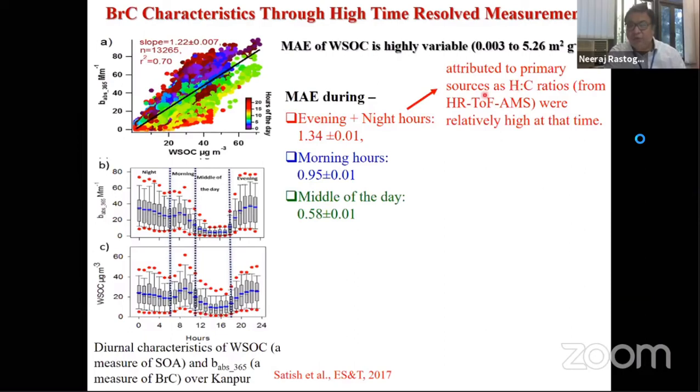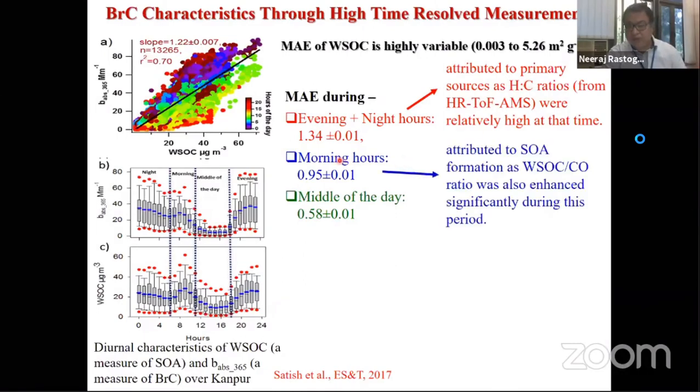This was attributed to the primary sources, as the hydrogen to carbon ratio from AMS measurement was also high. This represents more emission of primary sources. In morning hours, it was attributed to secondary organic aerosol formation, as seen from the WSOC by CO ratio. CO is the indicator of primary emission, WSOC is the indicator of secondary aerosol formation. So if this ratio is high, that means we have more formation of secondary aerosol. Since this ratio was also high, we attributed this to SOA formation.